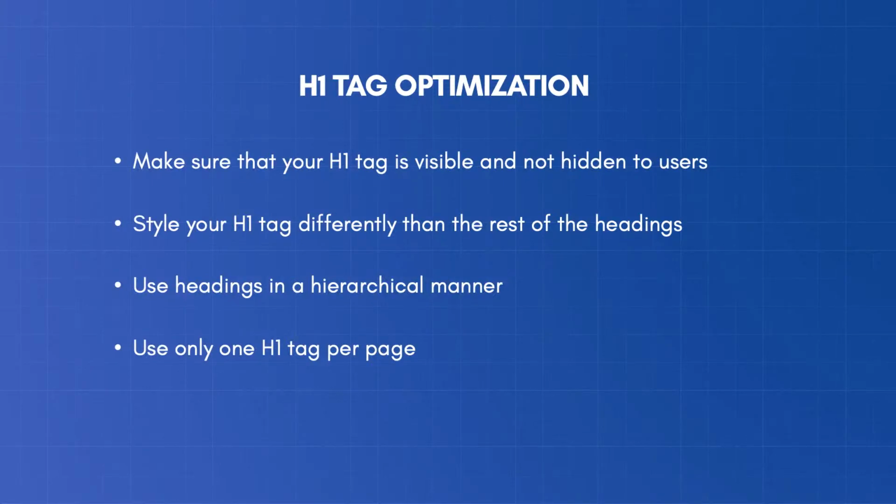Check that your theme outputs the H1 tag correctly and that it is visible on the page. The easiest way to do this is to view the HTML source of a page and search for H1. What you see enclosed in H1 tags should also be visible on the page.